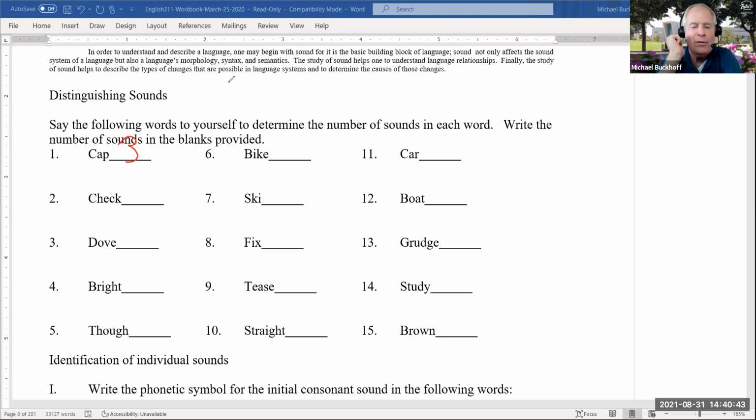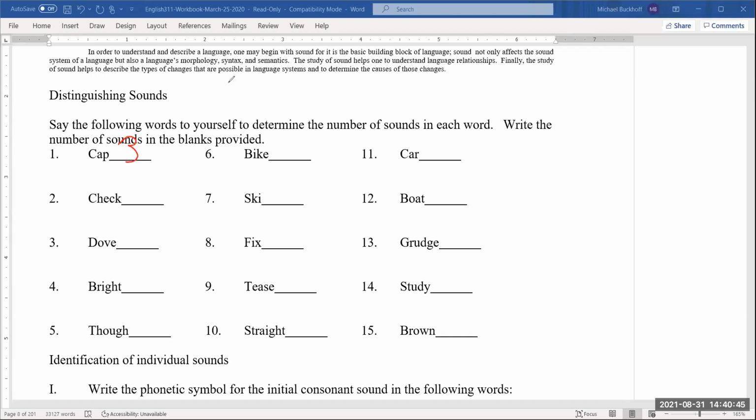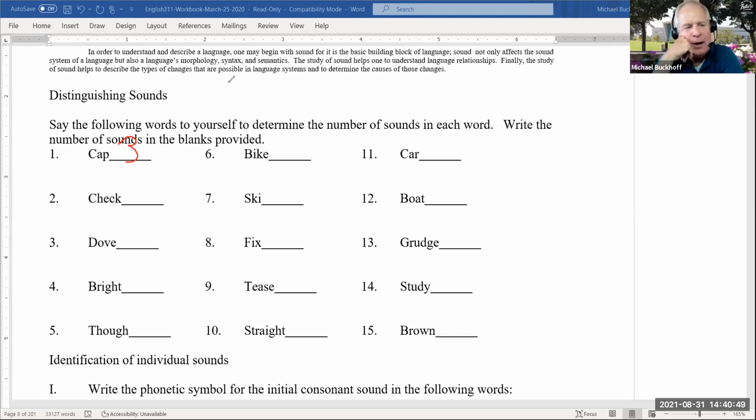Okay, so let's do 1 through 15 first. We'll check our answers in just a minute. Feel free to annotate at will now. I'll go ahead and read them. Number 1 is caps. You have cap, cap, check, check, dove, bright. Notice how the I is a diphthong. It counts as 1 sound.